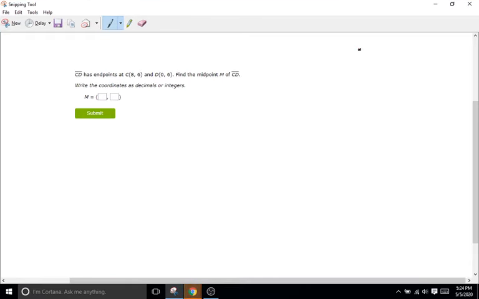Now, you don't need the formula oftentimes for midpoint. If you can visualize it, that's totally great too, but it's good practice to use the formula. So the midpoint formula is M equals x1 plus x2 all over 2, comma, y1 plus y2 over 2.